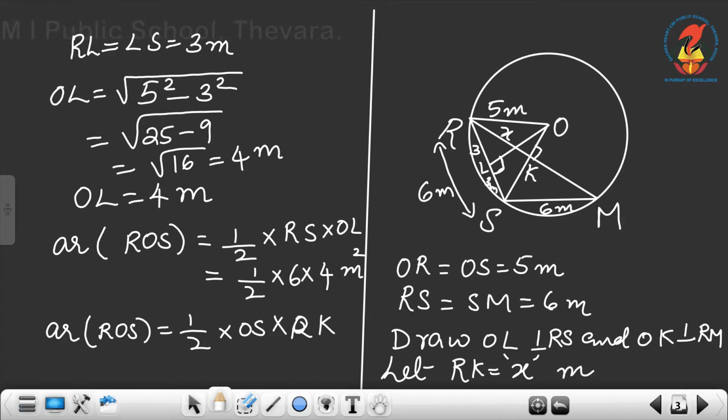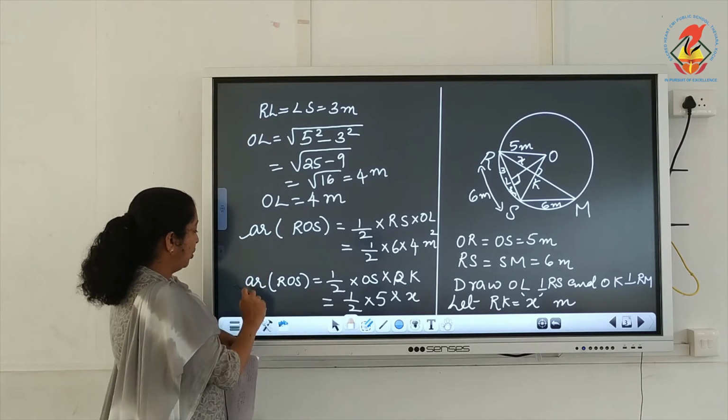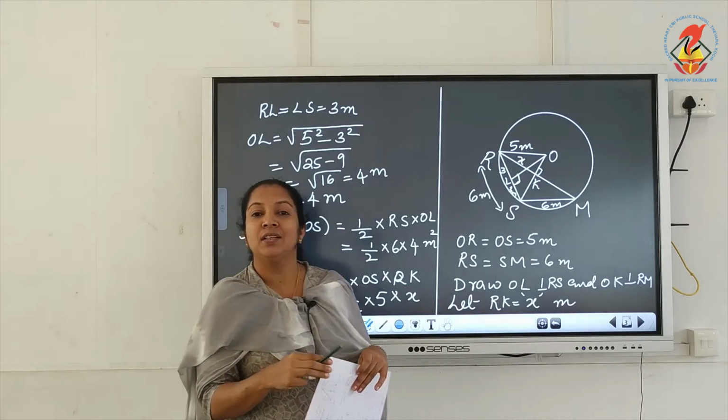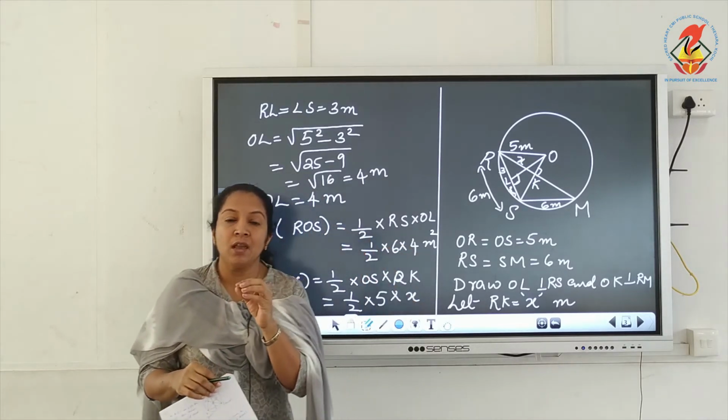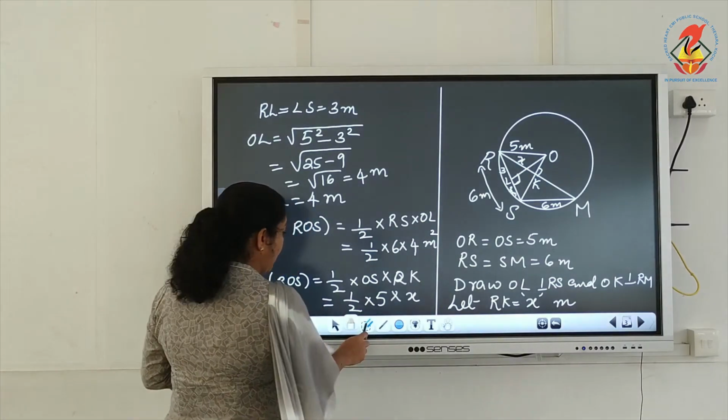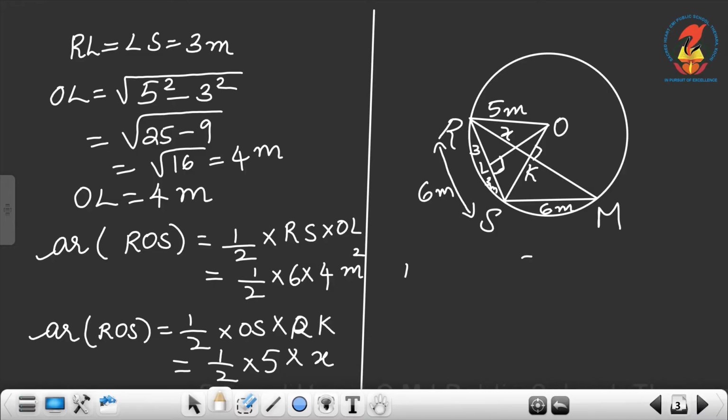Half into OS into RK, which is equal to half into, what is OS? 5, because it is a radius. 5 into x. Listen here, both the left sides are equal, so we can equate the right sides because both are the area of the same triangle. So we are going to equate these two. Half into 6 into 4 is equal to half into 5 into x. From here we can solve x.